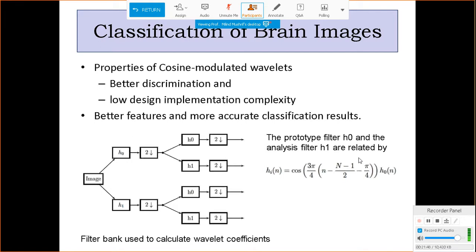You can see here that Hi of n is cos of (3 pi by 4 into (n minus (N minus 1) by 2) minus pi by 4), and this is multiplied by H0. So the analysis filters are cosine modulates of the prototype filter. Here only 2 filters are used, one low pass and another high pass filter. This high pass filter is derived from the prototype low pass filter by this cosine modulation.